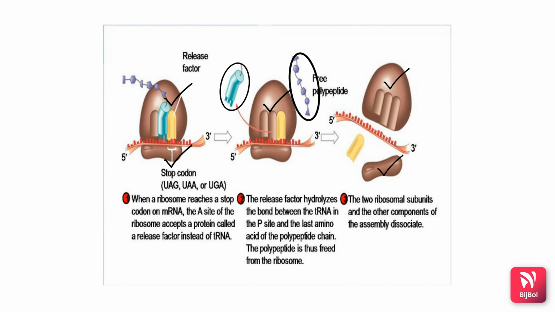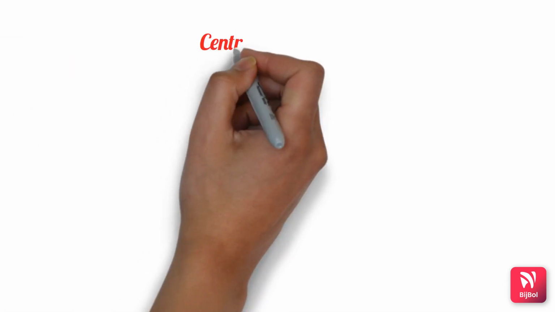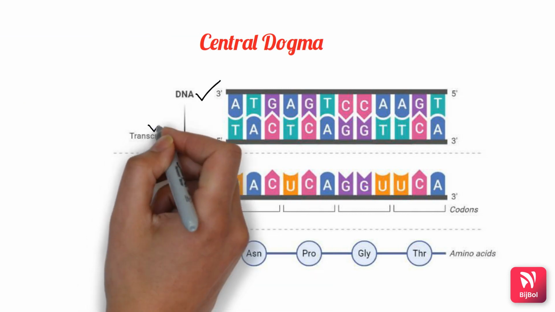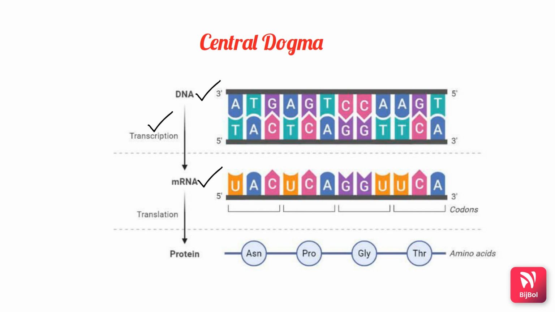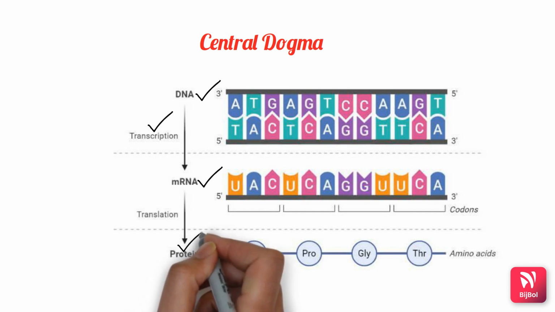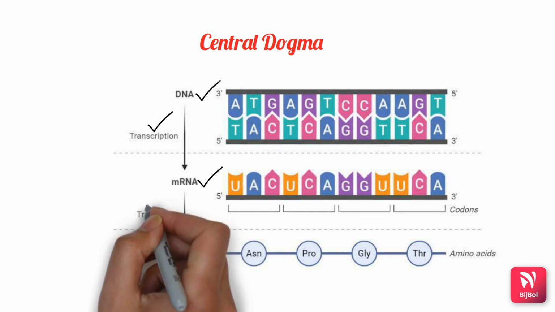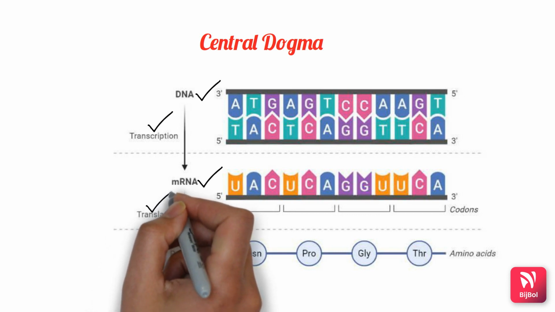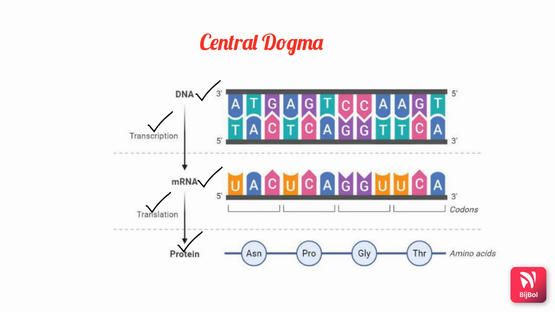So this was all about the stages of translation. Finally, in a nutshell, discussing the central dogma: firstly, from the double-stranded DNA, single-stranded mRNA is formed. This process is called transcription. From the mRNA, finally protein is formed. This process is called translation. So from the DNA, mRNA is formed, and from the mRNA, proteins are formed.